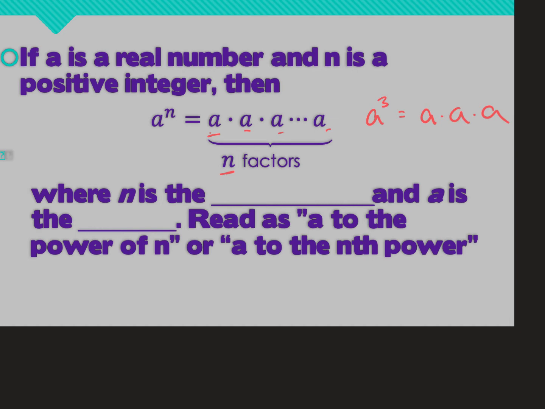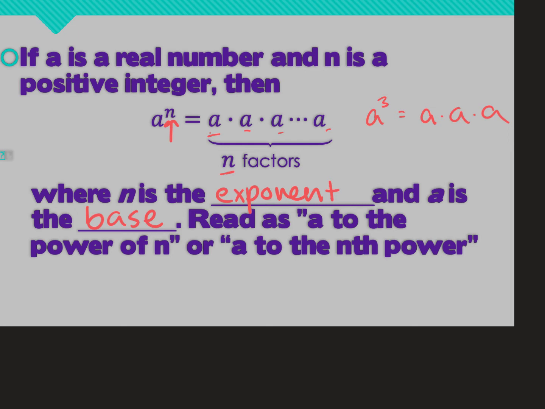So n would be considered what? What do we call that little number on top? The exponent. And a would be what? The base. Awesome. And we read it as a to the power of n or a to the nth power. So we would read this as a to the power of 3 or a to the 3rd power. Or you could say a cubed.